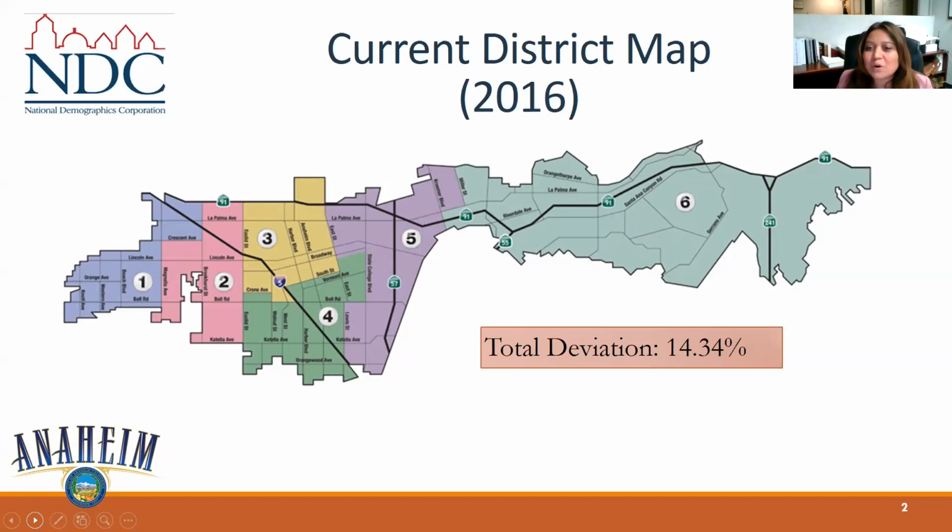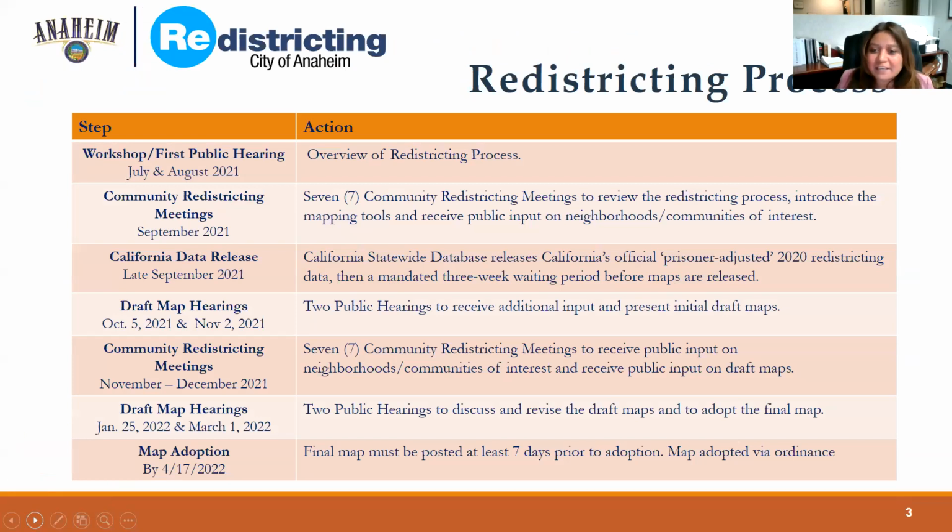So that brings us to where we are now, with the new census data that kicked off our redistricting process. So as mentioned, and if you can go to the next slide, please. We kicked off with some workshops and a first public hearing back in July and August. And in September, we went out to the community to, one, provide you the information on why the city was going through the redistricting process, and an opportunity for us to hear from you.